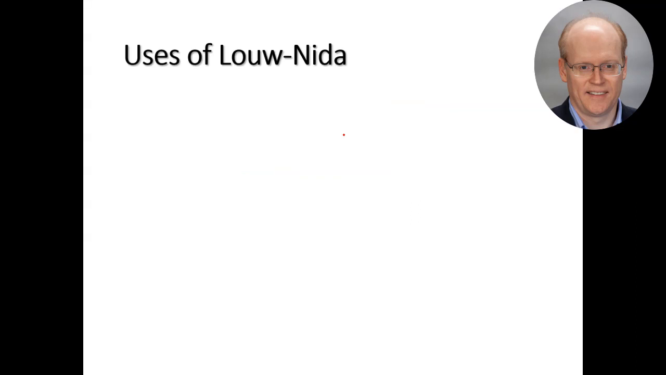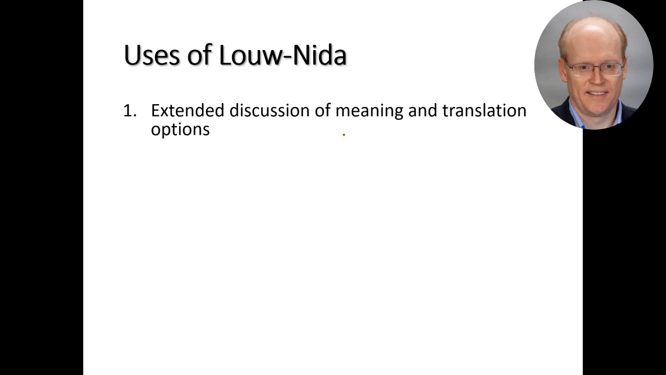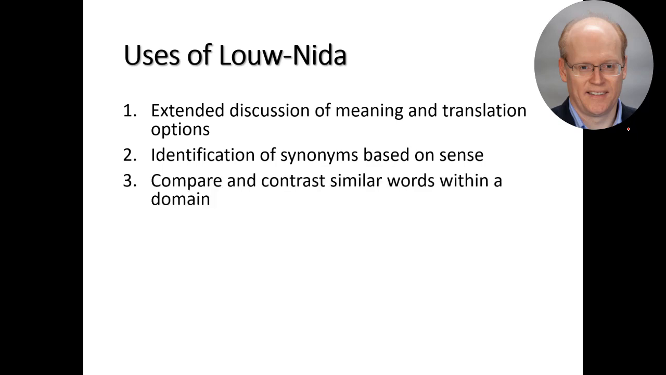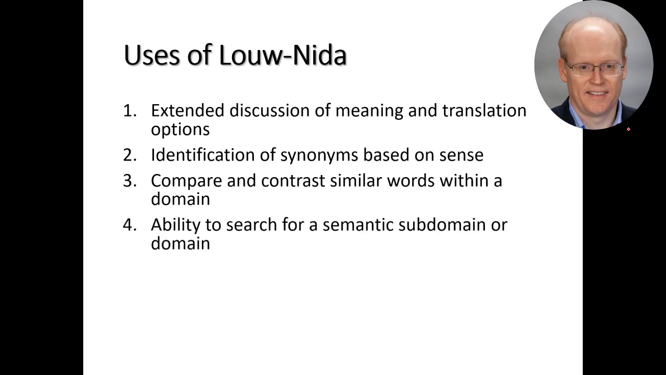So how does a person use the Louw-Nida Lexicon? Well, first of all, it's a place to come to find extended discussion of the meaning and translation options available to you for words. It allows you to identify synonyms based on sense, so you can compare agapao to the other words that are listed in the subdomain of affection. You can compare and contrast that to similar words. And in Logos, you can search for an entire semantic subdomain, all the words that occur together with agapao, or an entire domain, or any subset of those two.